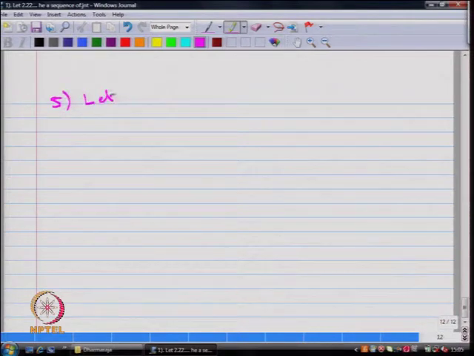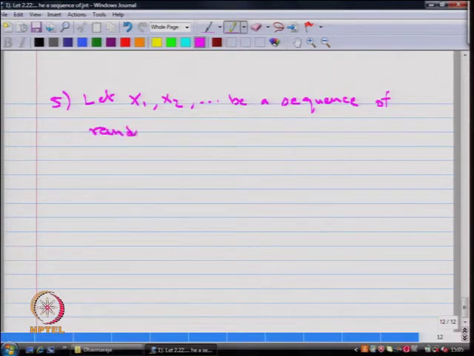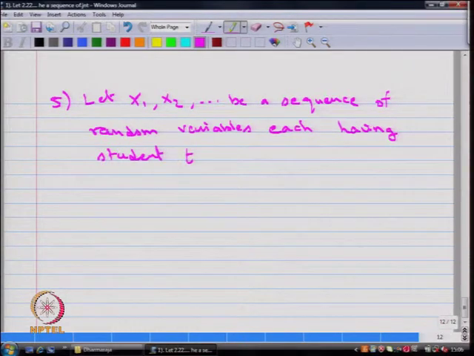Let X1, X2, and so on be a sequence of random variables, each having a student t distribution with n degrees of freedom.